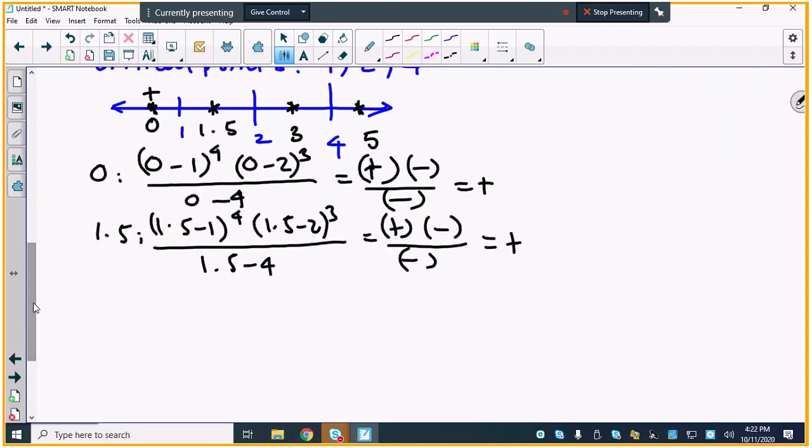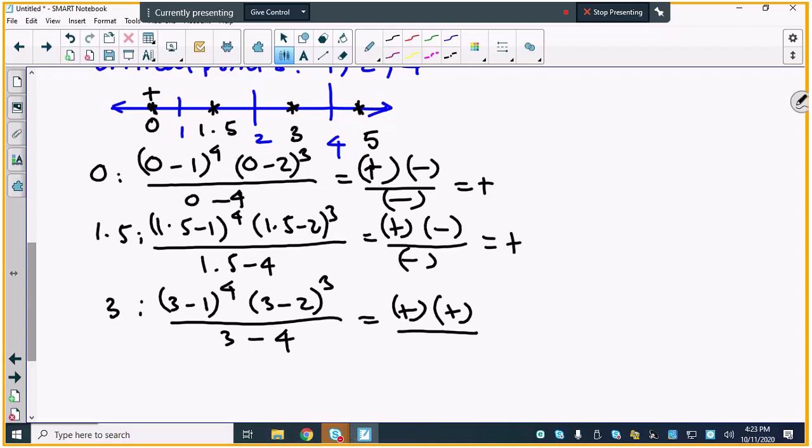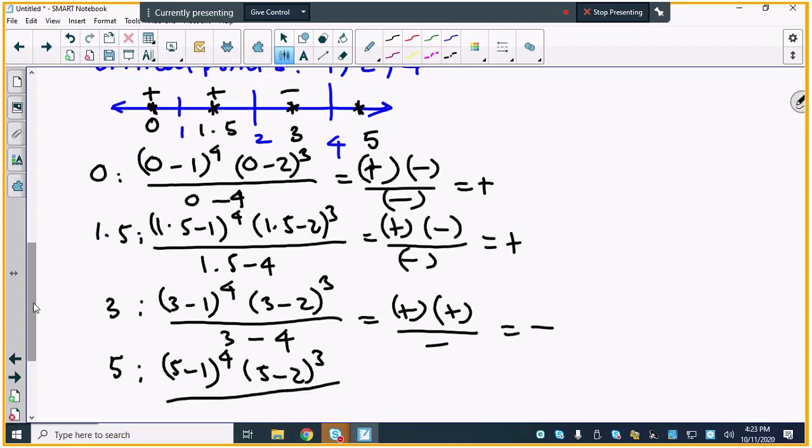Now I do it at 3, so I get 3 minus 1 to the power 4, 3 minus 2 to the power 3. So now the top looks like it is positive all the way, but the bottom is still negative, so the sign will be negative. And then finally we have the testing point of 5. So 5 minus 1 to the power 4, 5 minus 2 to the power 3, 5 minus 4. So that is positive, positive, positive. So essentially you get positive.